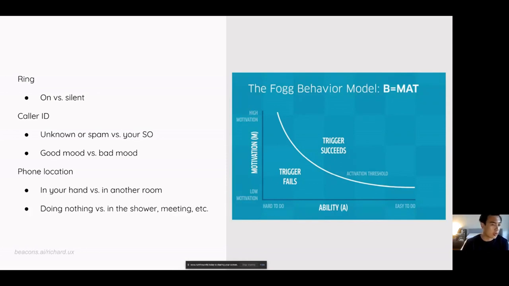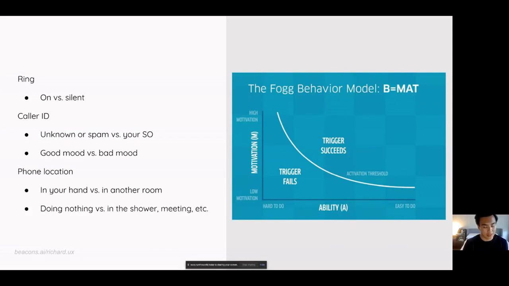And also your mood as well. If you're in a good mood or in a bad mood, you may be more or less likely to pick up a phone. So caller ID is an example of different variables that would influence your motivation. The phone location, on the other hand, could be an example of ability. So if the phone is already in your hand, it's obviously much easier for you to pick up the phone versus if the phone's in another room.